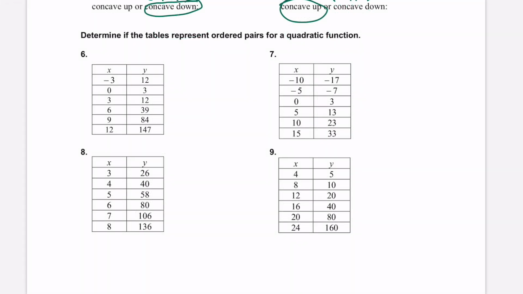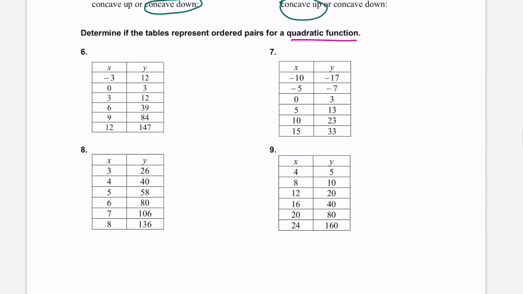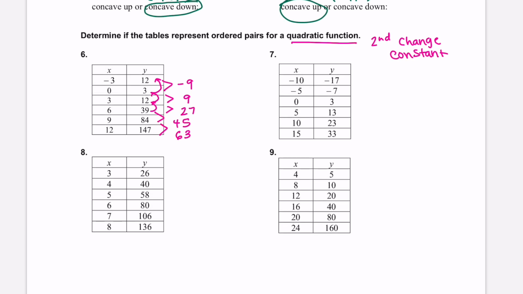Next, we're going to determine if the tables represented are for quadratic functions. If they are quadratic functions, the second change will be constant. So, for example, if I take 3 minus 12, that's going to give me a -9. 12 minus 3 is a 9. 39 minus 12. And then we fill in the rest of these. 147 minus 84 gives us 63.